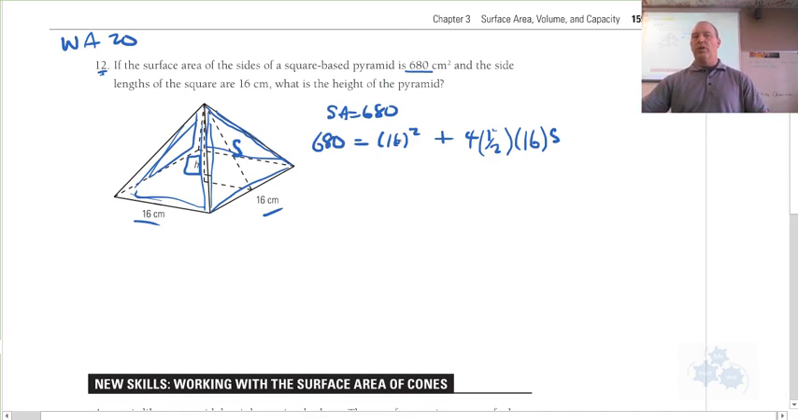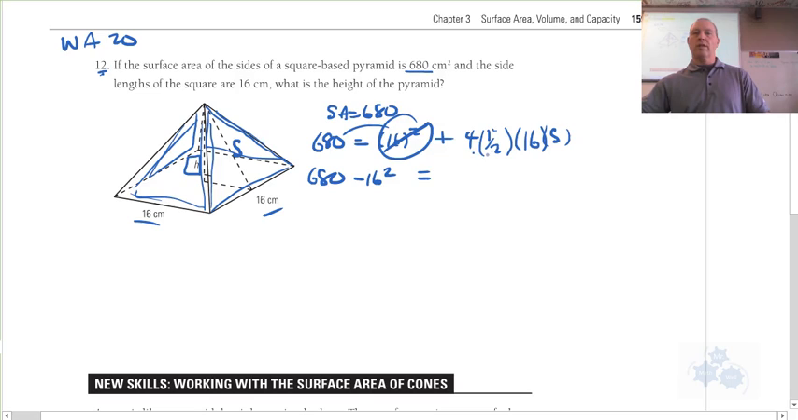So when you write down the surface area that you're given, and everything else that you're given, and you put that into the formula for the surface area of a pyramid, you'll see that we're only missing one thing, that's this S. Okay? So this is what we're going to do. We're going to do 680, and we're going to subtract off this side from this 16 squared. Okay? And we're going to get rid of it from the other side.